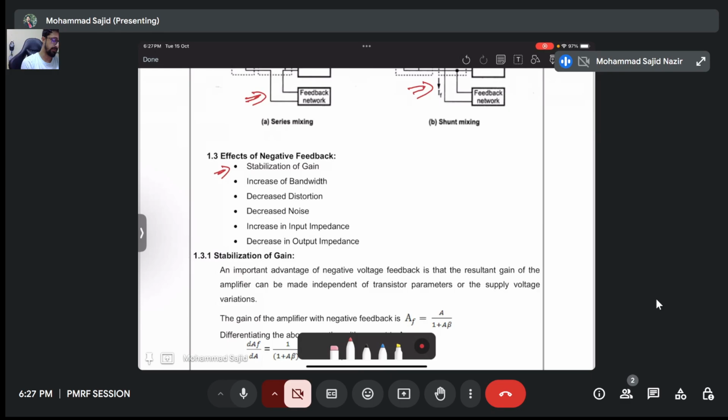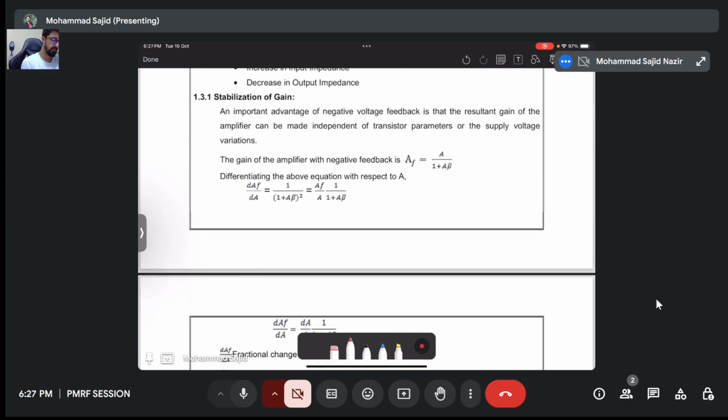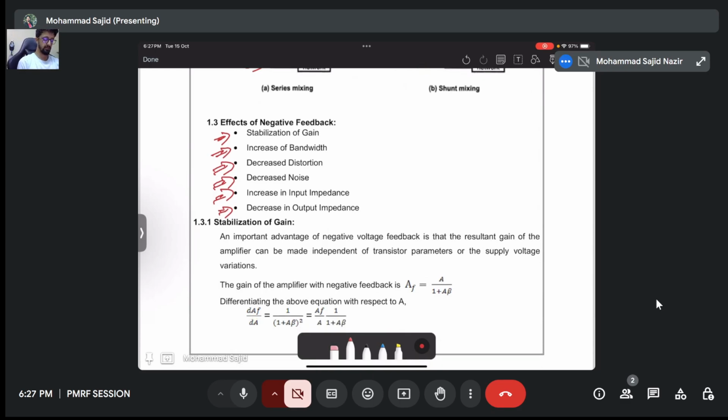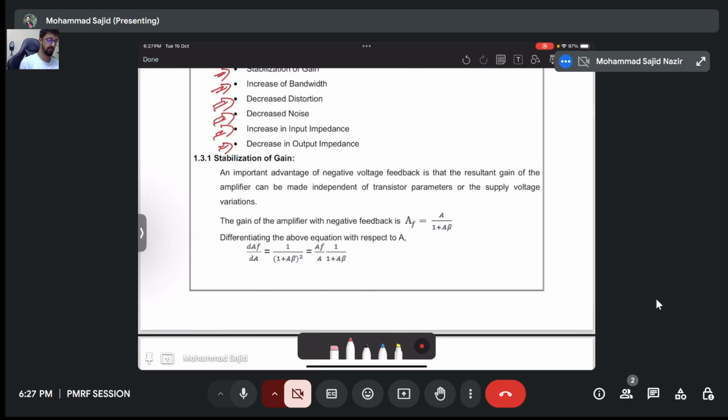These are the advantages: stabilization of the gain, bandwidth increase, decreased distortion and noise. We can increase the input impedance and decrease the output impedance. We will see about that. So what is stabilization of the gain? Stabilization of gain is related to the reduced sensitivity of the circuit, right? So this is my gain with feedback circuit, negative feedback. If I differentiate it on both sides with respect to A, I will get this equation.